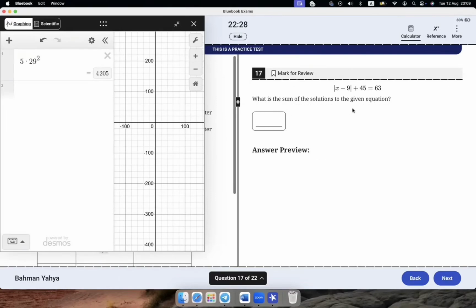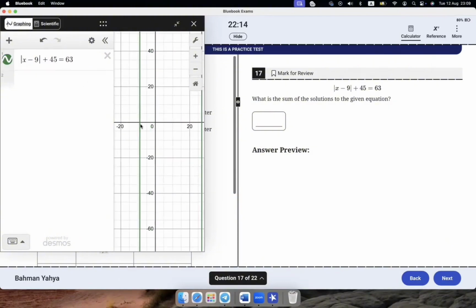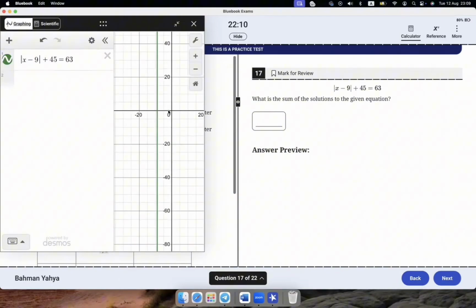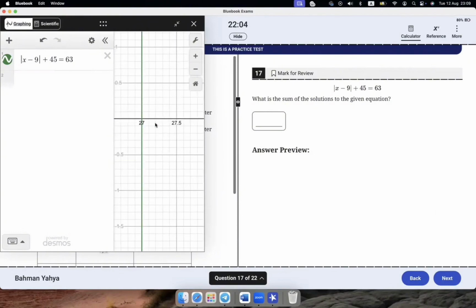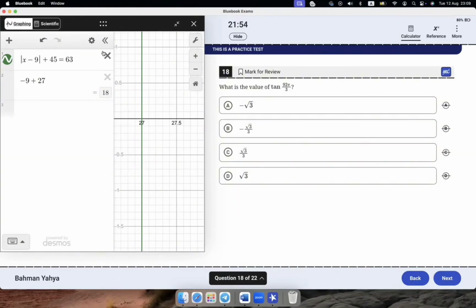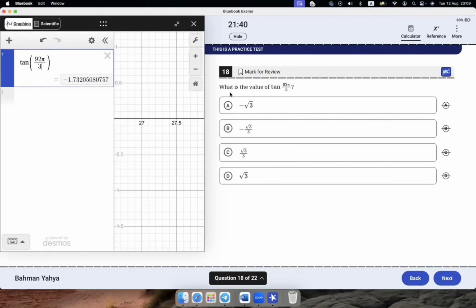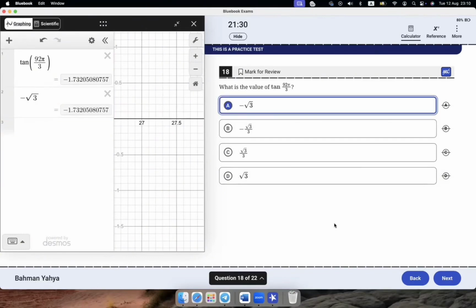17. What is the sum of the solutions of the given equation? The solutions are -9 and 27. So -9 plus 27 is 18. What is the value of tangent? What is the answer? Negative square root of 3. You can check the answer key one by one. Are they saying negative square root 3? Yep, they are saying. So I'll pick this one as an answer. If it was not, I would check the answer key one by one.